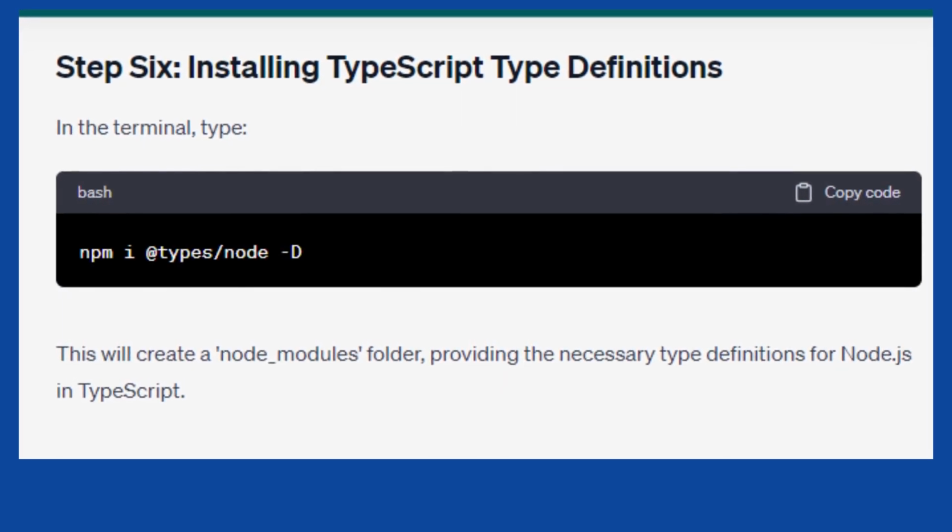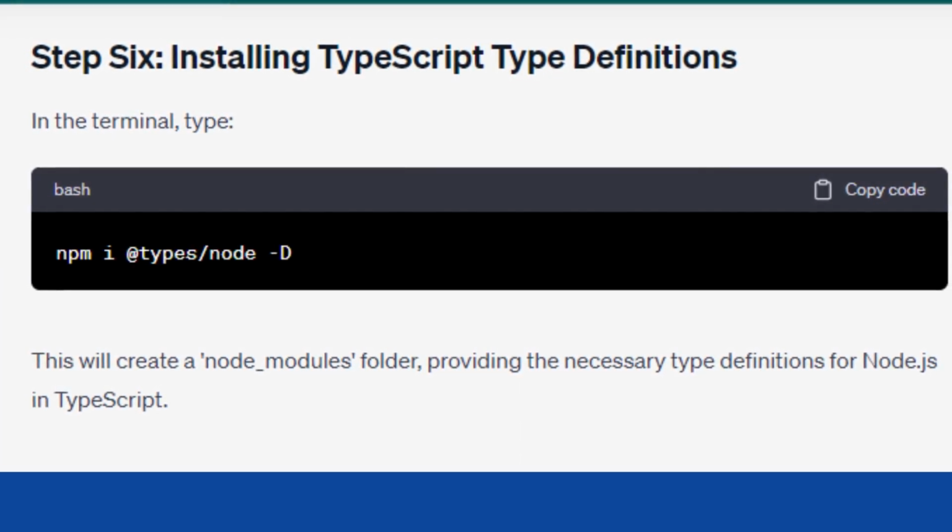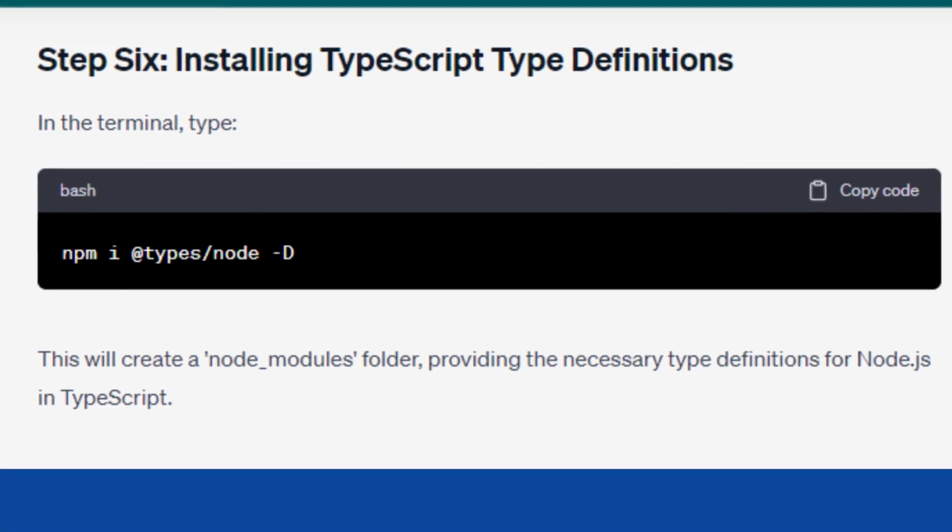Step 6. Installing TypeScript type definitions. In the terminal, type npm i @types/node -D. This will create a node_modules folder, providing the necessary type definitions for Node.js in TypeScript.